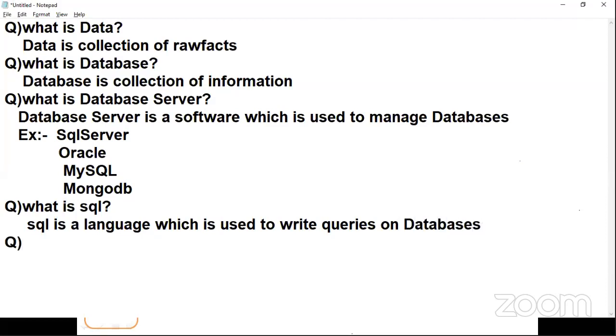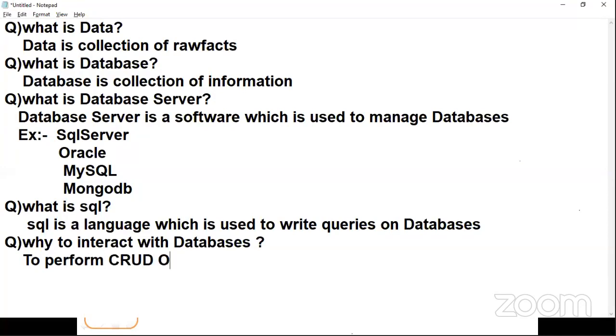Is it clear? What operations can we perform, or simply why do we interact with databases? Mostly we interact with databases to perform CRUD operations, or CURD operations.